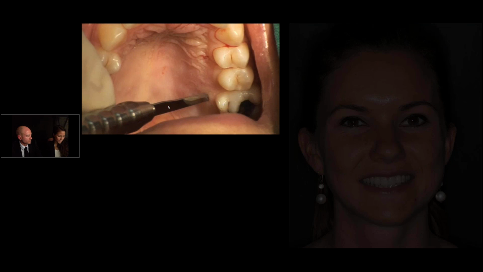Okay. Now, a general question. Which is the best site to harvest the graft? Well, the best site, I think there are different ways to understand this question.